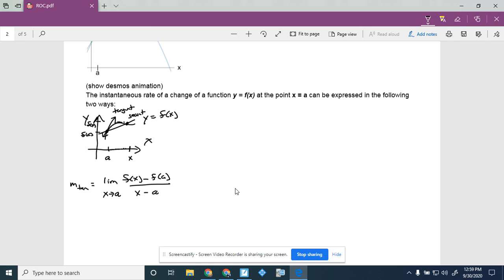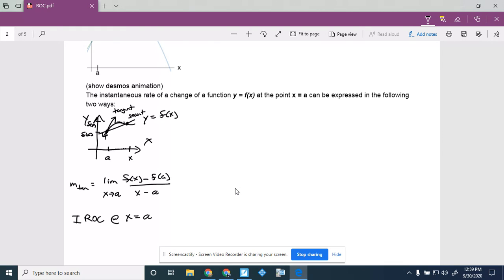And what is the meaning of the slope of the tangent line? It's the instantaneous rate of change of this function at the point X equals A. All right. So my instantaneous rate of change, IROC, at X equals A can be expressed as the limit of this difference quotient. That's pretty cool.